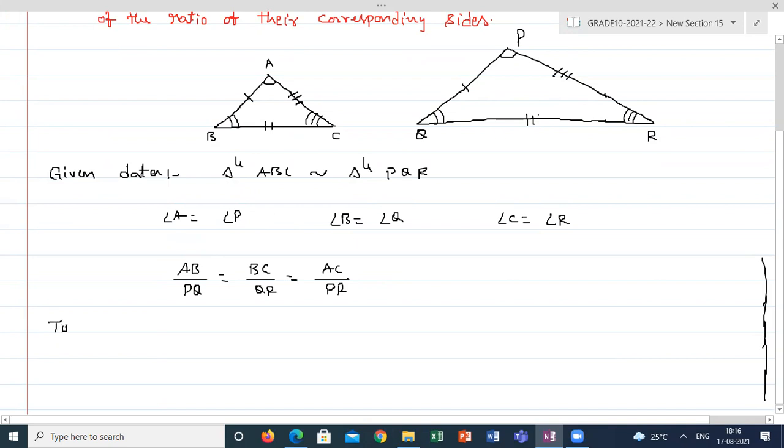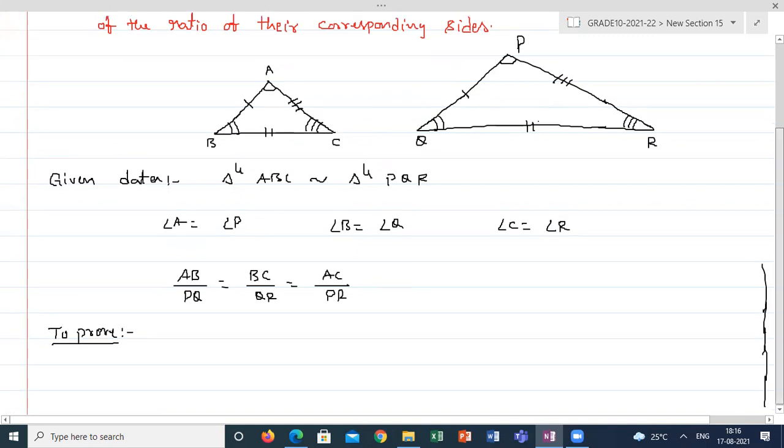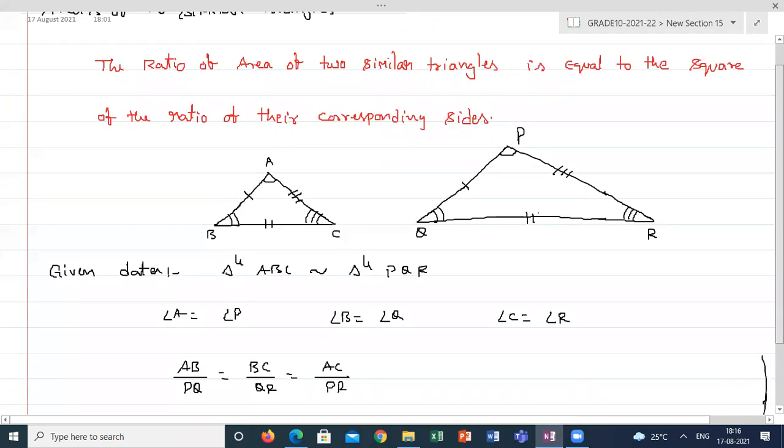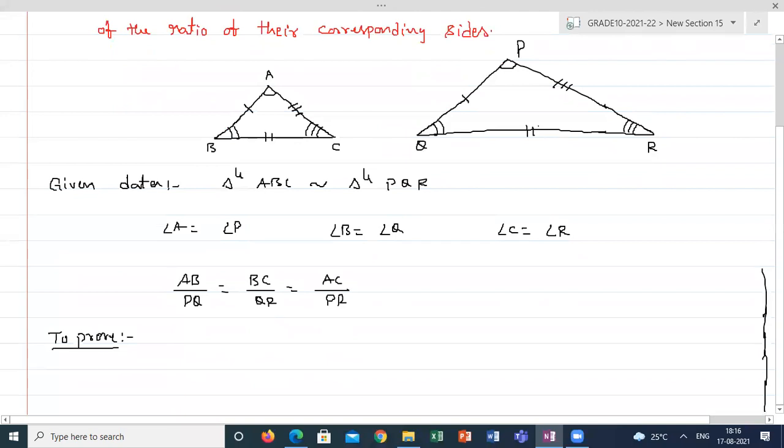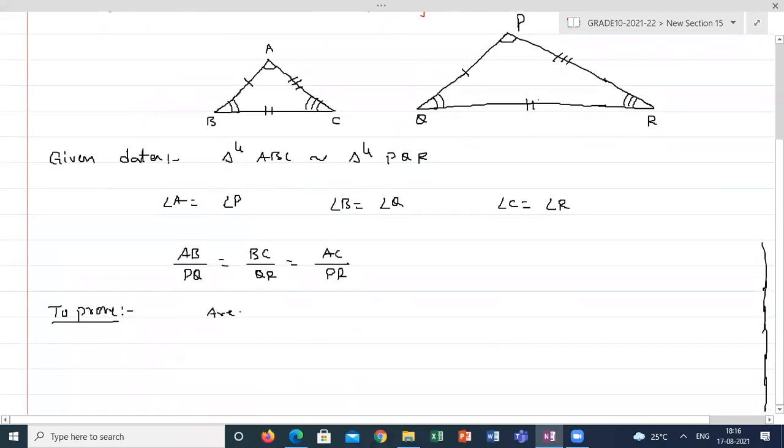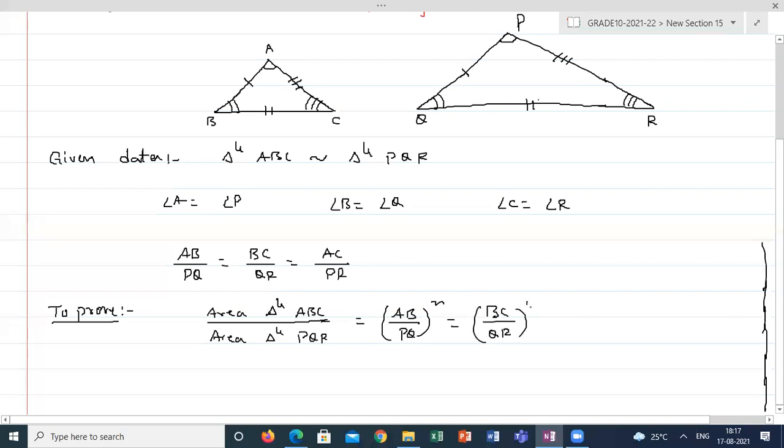So what do I have to prove? What is the proof? The area of triangle ABC divided by area of triangle PQR will be equal to the squares of the corresponding sides: AB by PQ whole square, BC by QR whole square, AC by PR whole square.